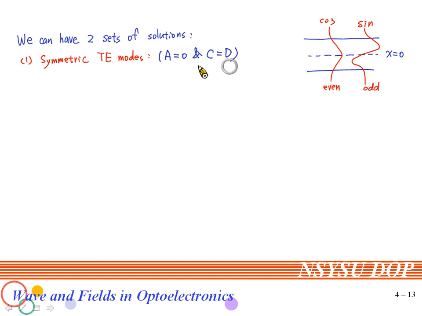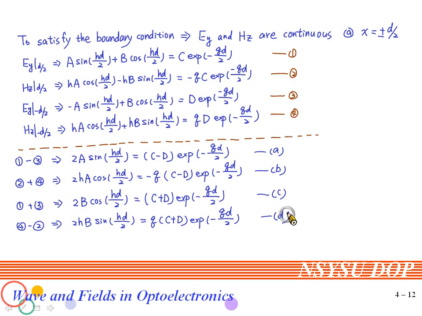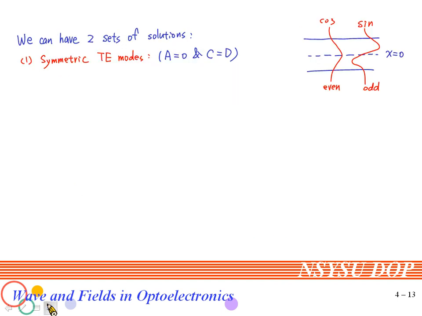Then, according to these conditions, we can use the equation D to be divided by equation C. Because A is 0, we don't consider these two equations, we only consider these two. And by using the D equation divided by C, you will have h tangent hd over 2 is q.